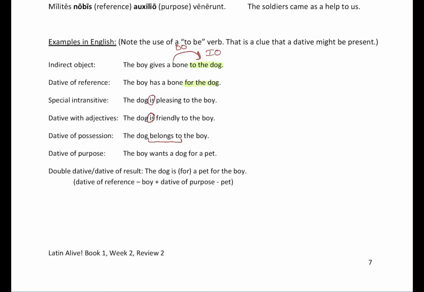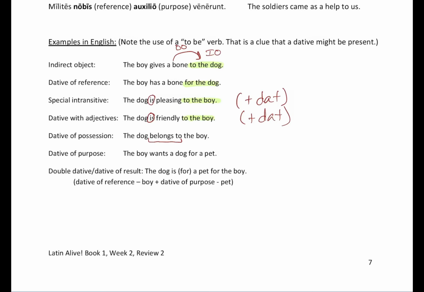Okay, special intransitive. The dog is pleasing to the boy. So here we have to the boy. And what that is, do you remember there are some verbs that take a dative object instead of having an accusative after them? That's one of them. So dative with adjectives. So here we have the adjective friendly. And who is he friendly to? To the boy. So remember, friendly isn't necessarily in the dative, but to the boy is. And again, that will have a plus dative after it. Doesn't have to have a dative, but we often will see it in the dative.